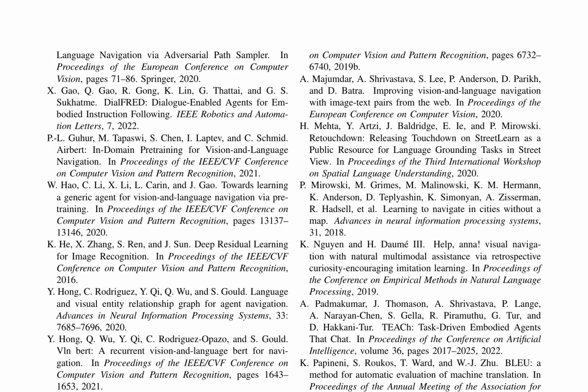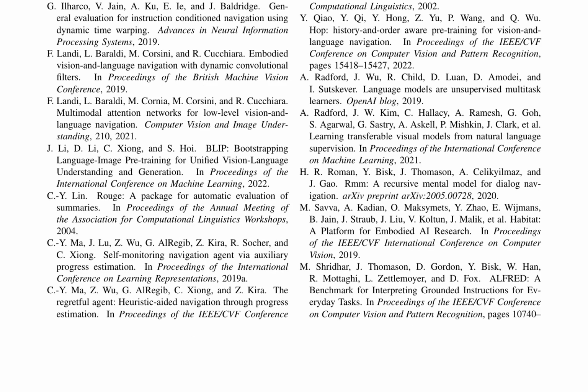The authors also explore the use of pre-trained language models, like BERT, and their ability to learn transferable visual models from natural language supervision. They emphasize the significance of learning to navigate in cities without a map and the potential of using human-in-the-loop methodologies to assess the effectiveness of these models. The paper concludes by discussing future work, including the exploration of object-based interaction and the development of a generic agent for vision and language navigation.